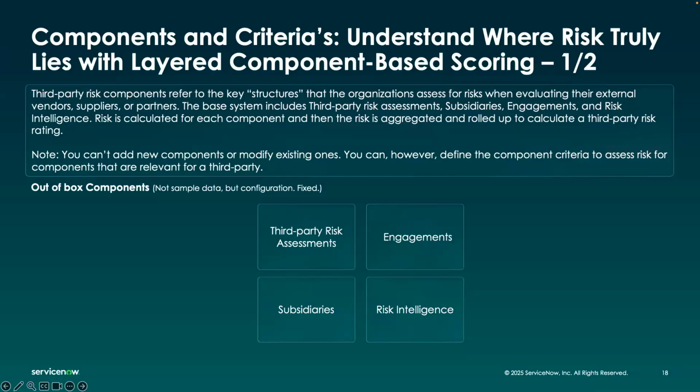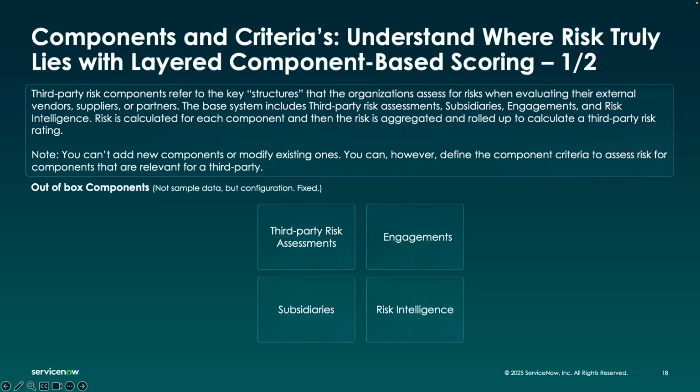Each of these components is scored independently using their own underlying assessments and data sources. The results are then aggregated and rolled up to form a consolidated third party risk rating. This gives risk managers a more layered and contextual understanding of where the risks lie, whether it's in a specific subsidiary, a particular engagement, or flagged by external signals.